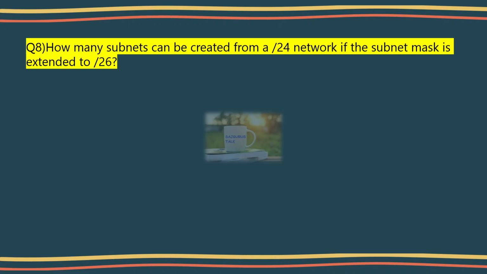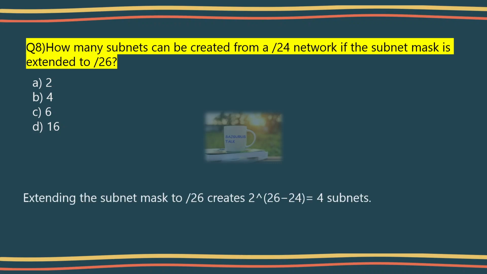Next, 8th question. Some problem is given. How many subnets can be created from a /24 network if the subnet mask is extended to /26? So some numerical values are given as options. We know that for subnet mask /26 and /24, we need to subtract. 26 minus 24, 2 to the power of 26 minus 24, which is nothing but 4 subnets. So the answer is B.